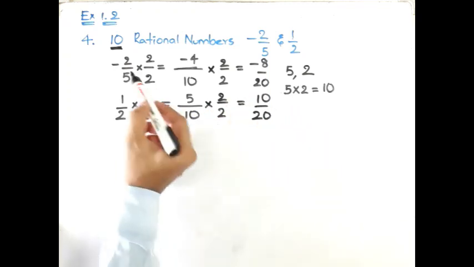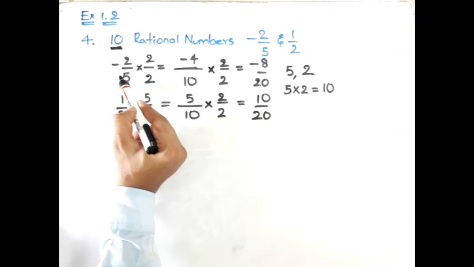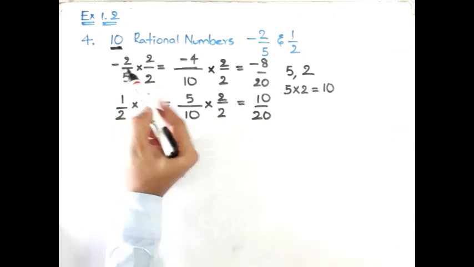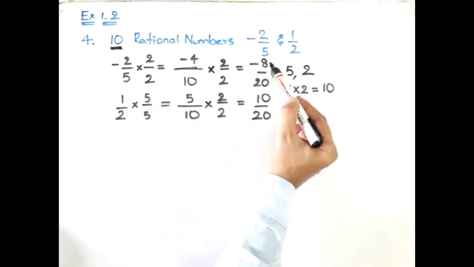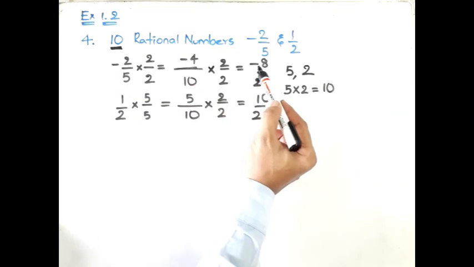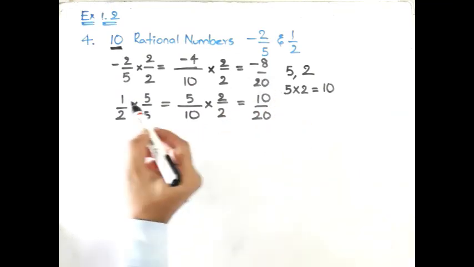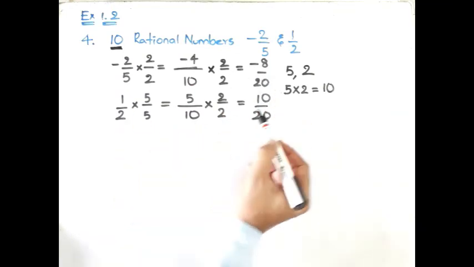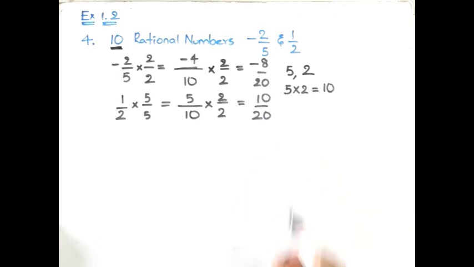That means the original rational number is minus 2 by 5. In order to get 10 rational numbers between, we converted it as minus 8 by 20. Similarly, 1 by 2, we converted it as 10 by 20. Hope you are clear up to here.